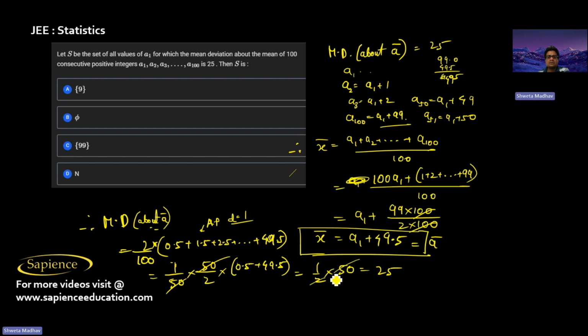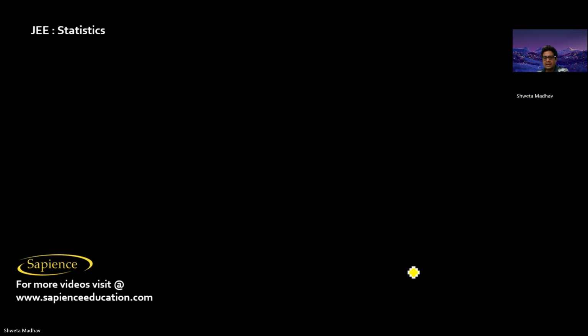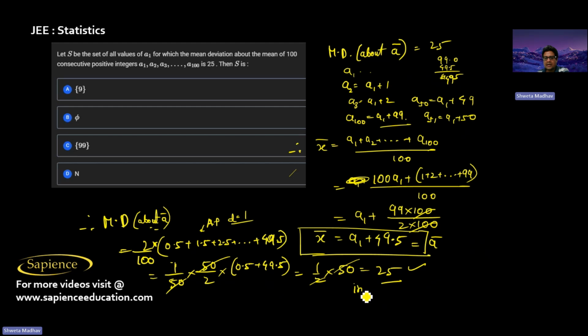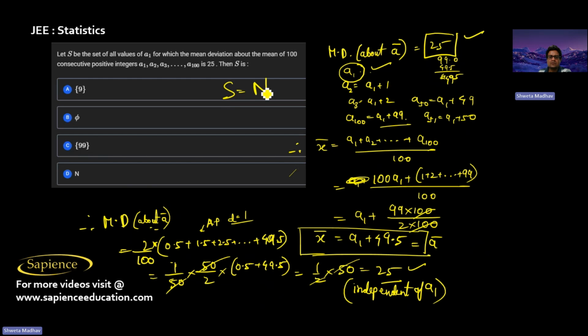The mean deviation about the mean is coming 25, which is independent of the value of A1, independent of the first number A1. So it means that any number we keep as A1, the mean deviation about their mean will always come 25. Hence all natural numbers can be taken as the set S. So the set S will be the same as the set of all natural numbers. So option D is the correct answer.